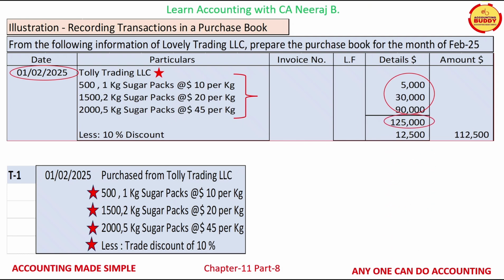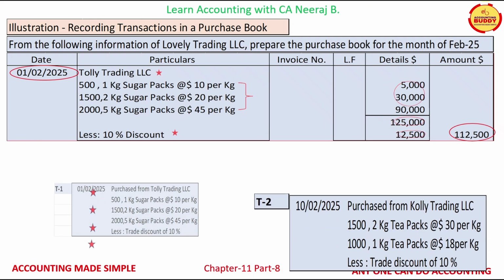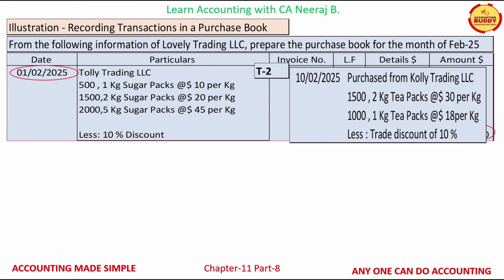$125,000. The trade discount of 10% allowed will be mentioned in the particulars column and the value of the discount of $12,500 in the details column just below the total value of the purchases. Net value of purchases, that is $112,500 after deducting the trade discount, will be mentioned in the amounts column. Transaction T2 is on your screens.